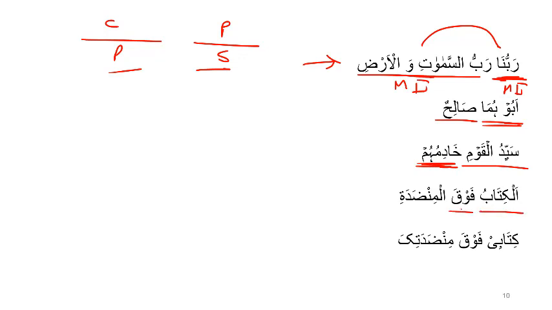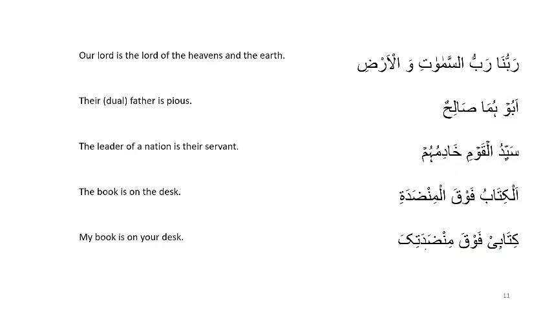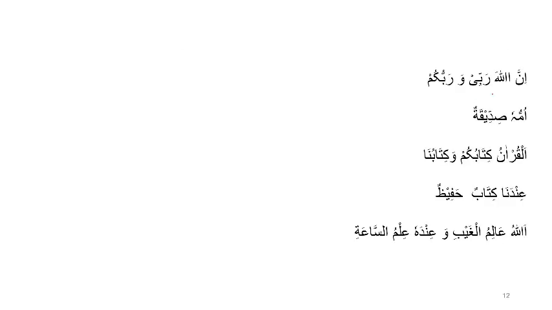Al-Kitabu, the book. Fawqa means over. Al-Mindati. Mindati is desk. So here we say the book. Fawqa al-Mindati. This is basically an idafa. So the book is on the desk. Kitabi is my book. Fawqa on. Mindatika. My book is on your desk. So here I have done the translation for you. Some more translations, and here I want you to try this first before you listen to the solutions.